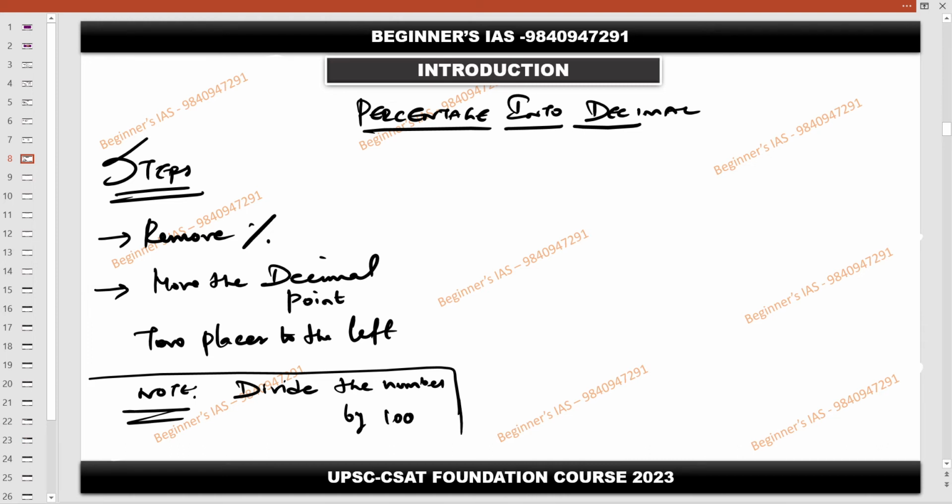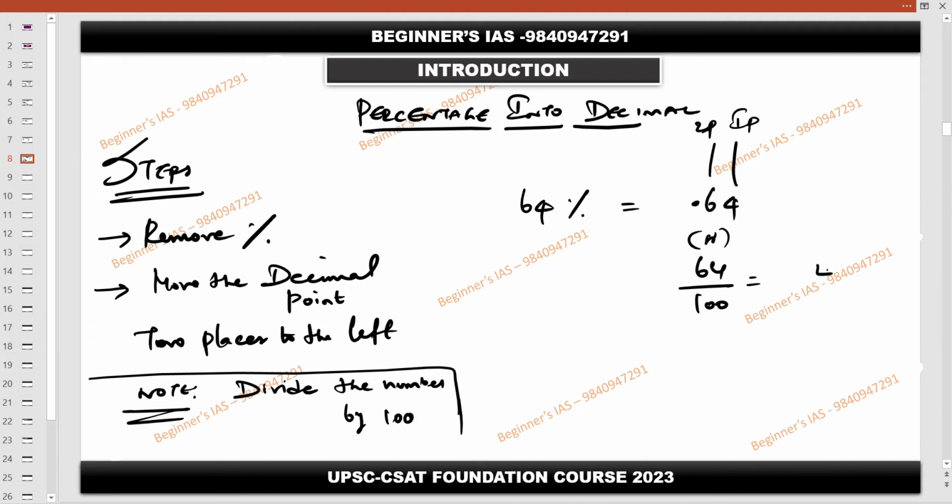For example, take 64 percentage. The first method is to remove the percentage sign. I have removed the percentage. What is the second step? Move the decimal point two places to the left. This is the first place, this is the second place, so 0.64. I'm just moving the decimal here, therefore 0.64. This is one method, or else 64 by 100. So two zeros are in the denominator, and in the same way you have to move two places to the left. Understood?